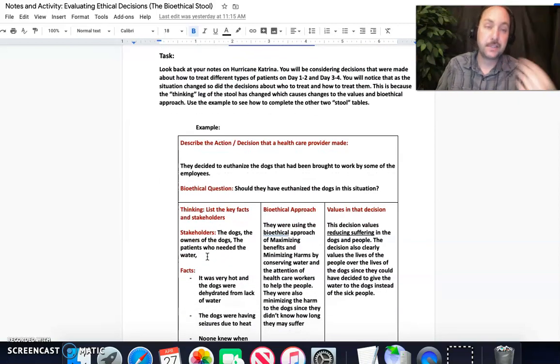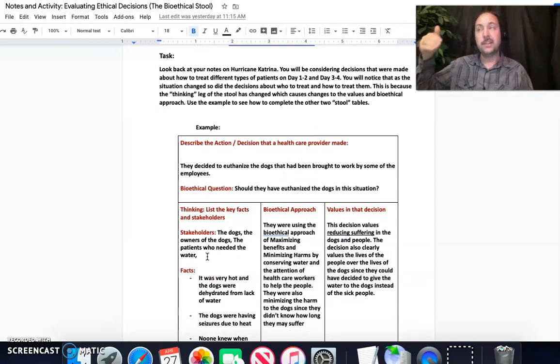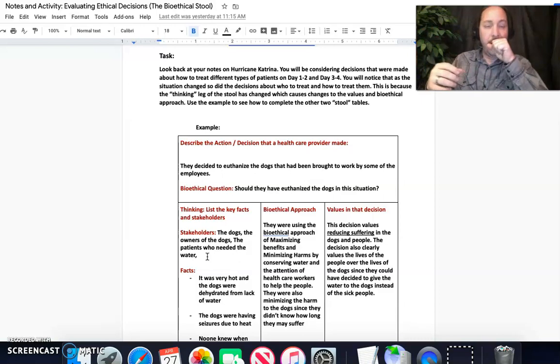So what's your task? Your assessment task for today is this. I want you to go look back at your notes on Hurricane Katrina. You're going to be considering decisions that were made about how to treat different people on different days. And you will notice that the situation changes. So the decision about who to treat and how to treat them changes based upon the facts of the situation.